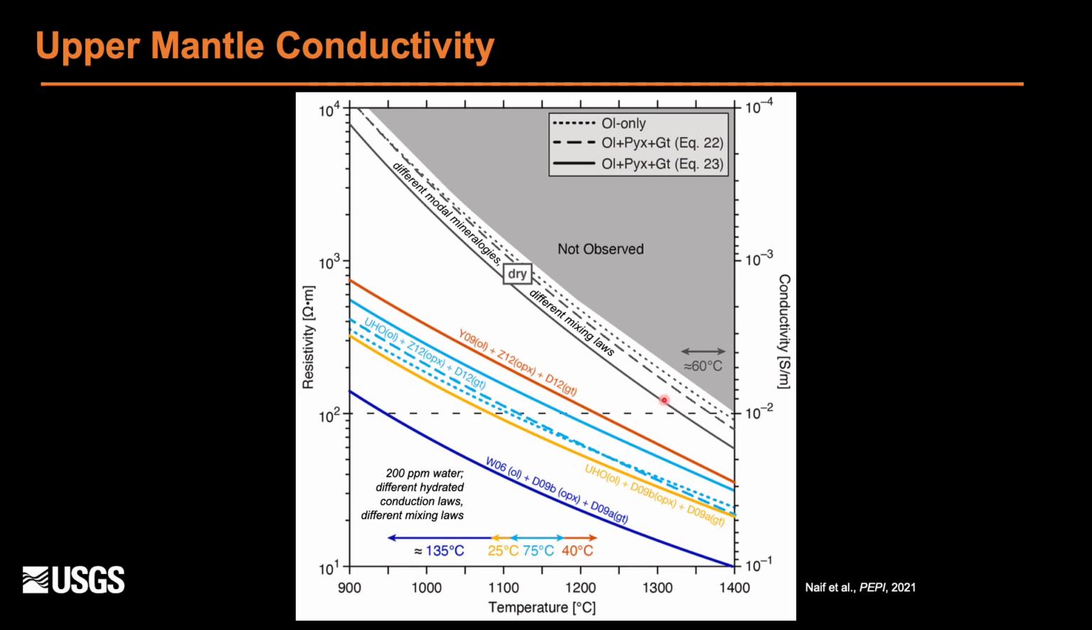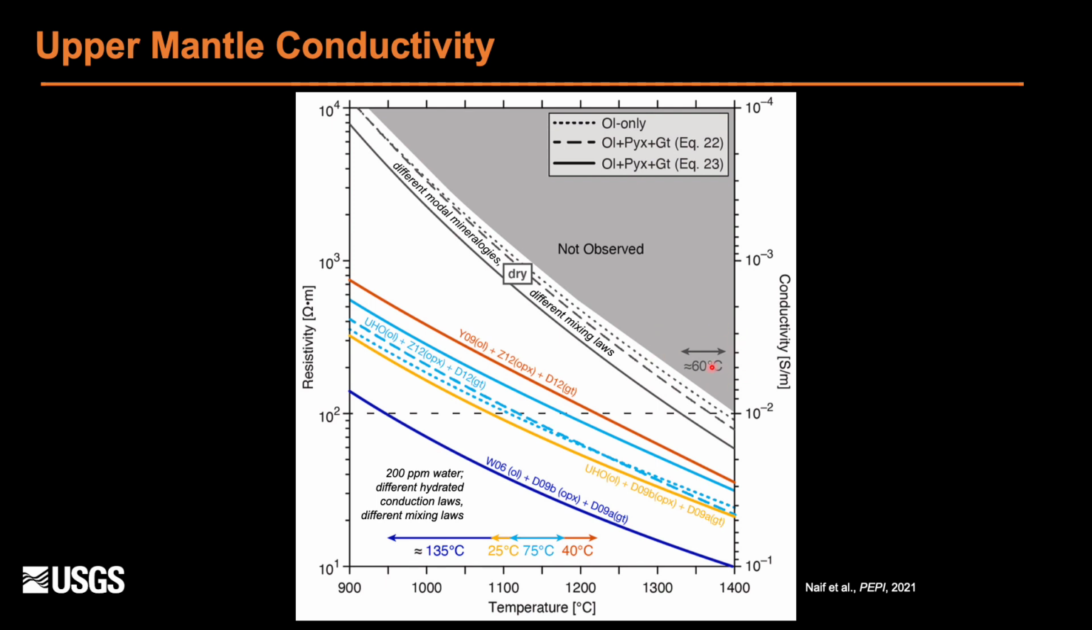Because the upper mantle is generally composed of several different mineral phases that each have their own intrinsic electrical conductivity behavior, we have to utilize mixing laws to determine how the individual conduction laws average into a bulk conduction law. However, note here that the uncertainty in different mixing laws is often small, here yielding an uncertainty of about 60 degrees C when trying to interpret an observed resistivity in terms of temperature.